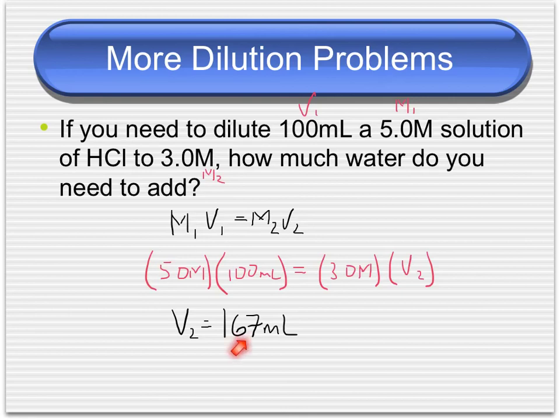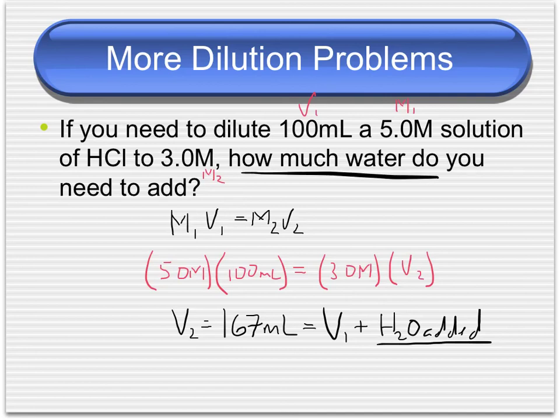So hey, remember, this is our V2. This is not how much water we add. This is the final volume. Remember that V2 is equal to the V1 plus the H2O added. So what we want to know is how much water needs to be added, because that's what the question is asking us for. So if V2 is 167 milliliters and it's V1 plus H2O, that means the H2O volume is going to be equal to 167 minus our initial volume, so what started off in the flask, which was 100 milliliters. So that means we're going to need to add 67 milliliters of H2O.